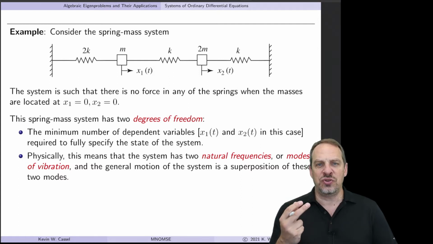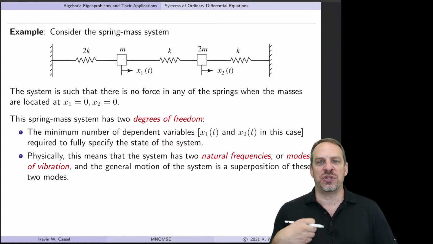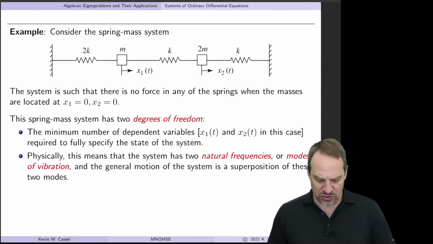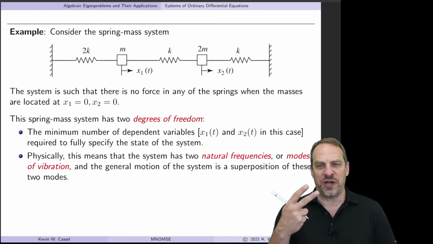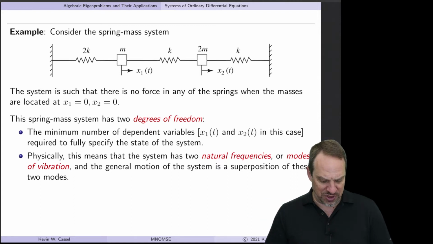So we say it's a 2 degree of freedom system because there are these two dependent variables, which if we knew, we could fully specify the state of the system. And that's what degrees of freedom are. It's the minimum number of dependent variables required to specify or fix the state of a particular system. It also corresponds to the number of natural frequencies or natural modes of the system itself. So we would expect to find 2 natural frequencies, and we'll actually do that calculation in a little bit.